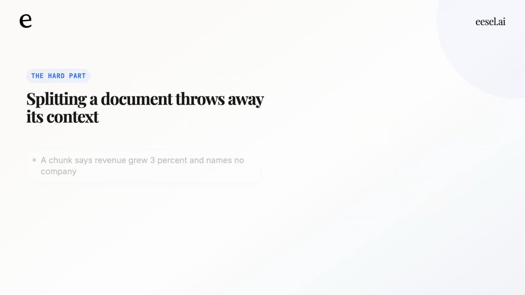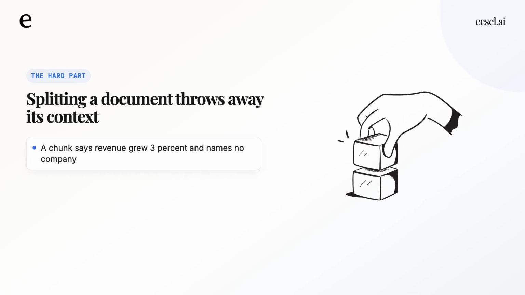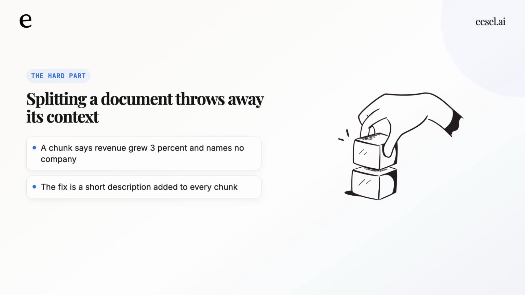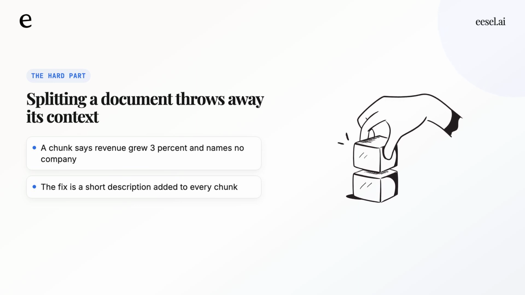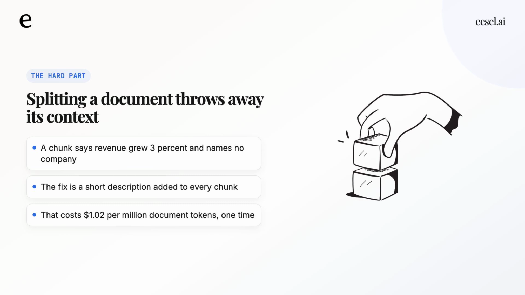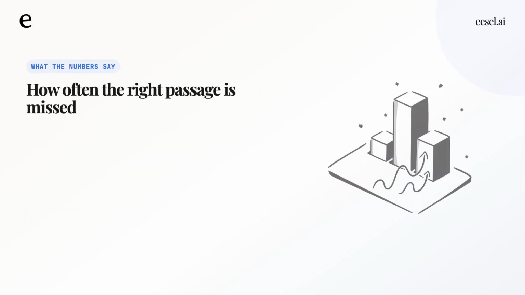Chunking eats more engineering time than anyone expects. Anthropic's example is a chunk that reads, "The company's revenue grew by 3% over the previous quarter." It names no company and no period, so a question about one firm may never find it. The fix is to add a short description to every chunk before you index it. On Anthropic's numbers that cost $1.02 per million document tokens, one time.